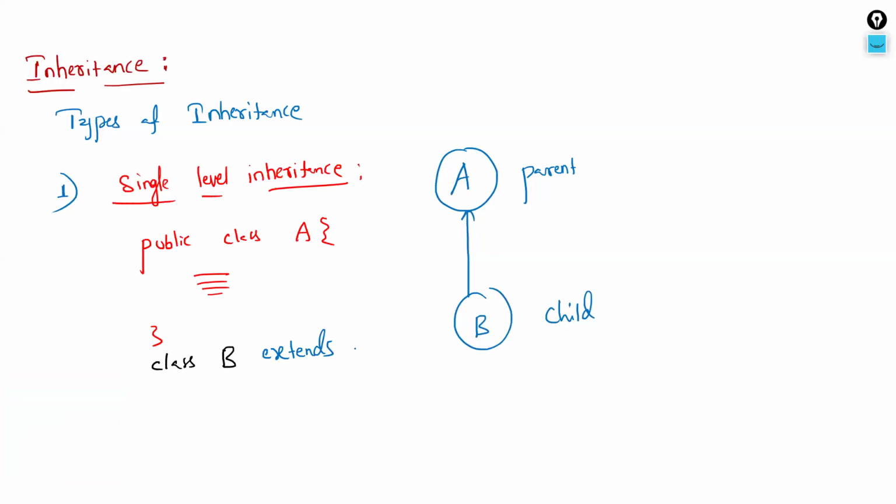Then followed by class A or only A? Only A. Then B class body and its Java code. It can use the parent members also. So this is what is called the first type of inheritance, called single level. Does Java support this? Yes, Java supports single level inheritance. Clear? So we already used this in yesterday's class.